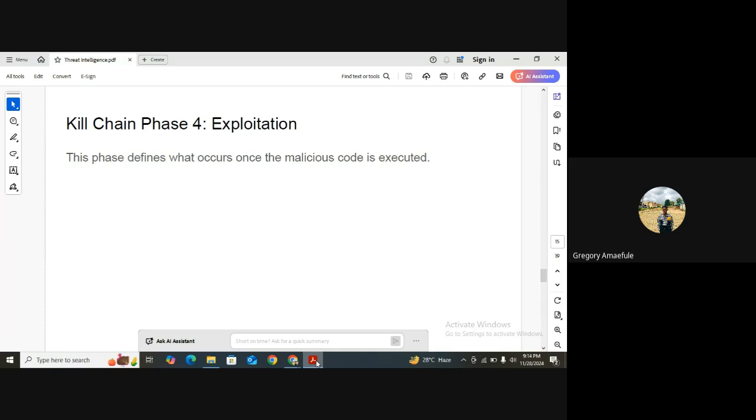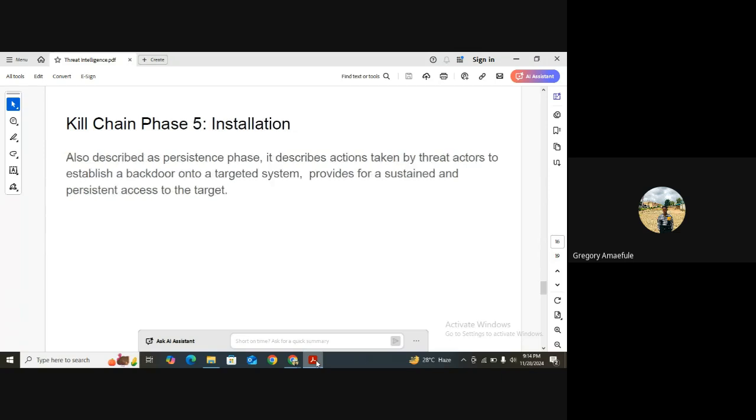Take for instance, we're already in kill chain phase 4, which is exploitation. If we do not stop the attack at this stage, in the next phase, which is installation, the attack may have already been successful to an extent. So it's very important to stop the attack at an earlier phase.